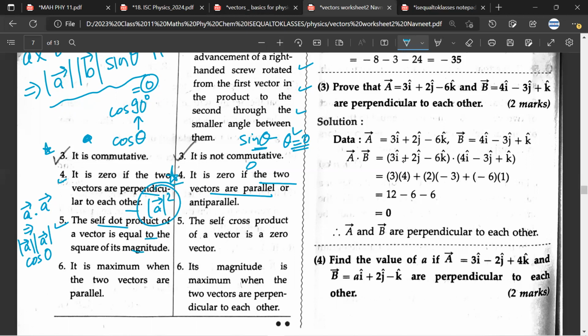Yes, sir. But here, because sine theta will become 0, that is why they are saying that the self cross product of a vector is the 0 vector. Am I clear?